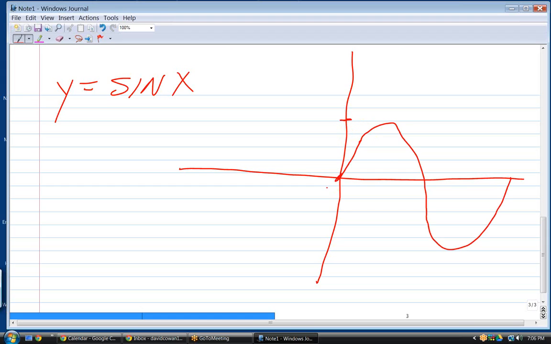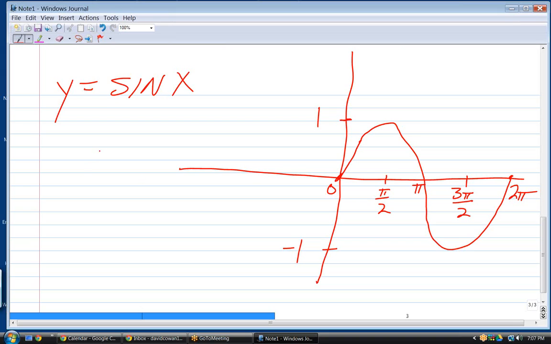Sine starts at 0 and is 0 at 0. It goes up to its highest point, 1, at pi over 2. Comes back down through the x-axis at pi. Goes down to its lowest point, which is minus 1, at 3 pi over 2, and comes back to its starting point at 2 pi. So everything you see in front of you, you want to be able to recreate from memory. Very important.